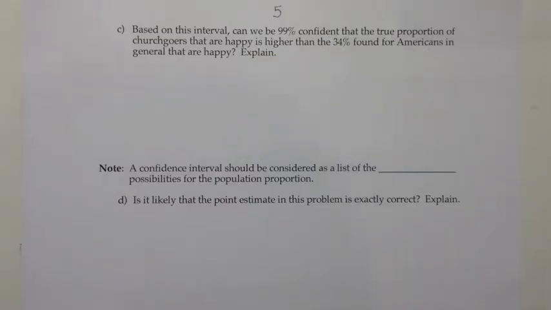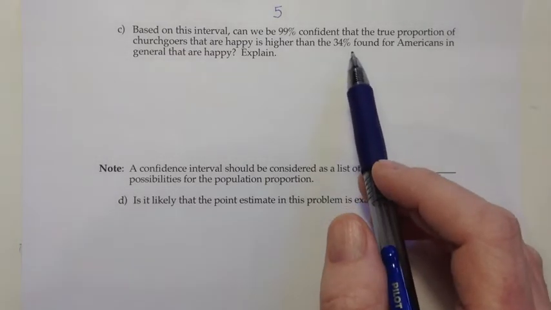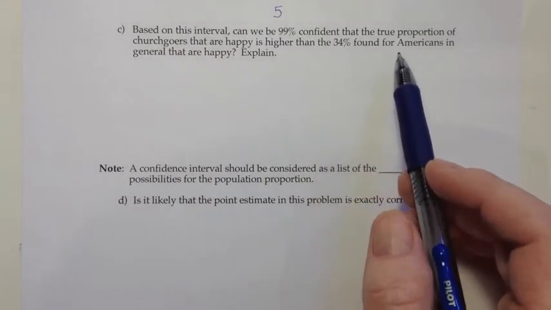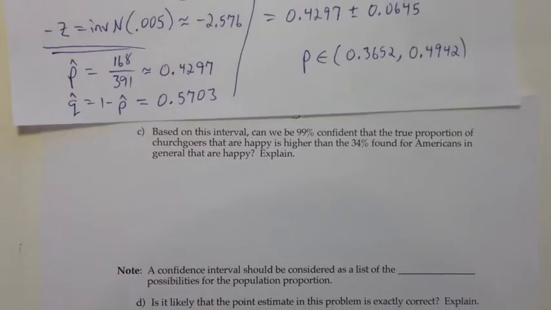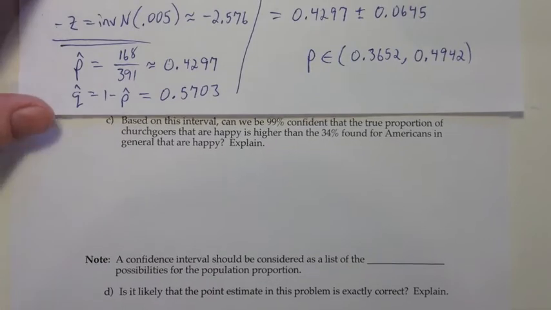Okay, continuing on with our problem about the happy churchgoers, let's look at part C. So based on this interval, can we be 99% confident that the true proportion of churchgoers that are happy is higher than the 34% found for Americans in general that are happy? And explain. So at the beginning of the previous problem, they said that the study had found that 34% of all Americans were happy. The interval we just found is just for the churchgoers. Let's bring that back in for a moment.